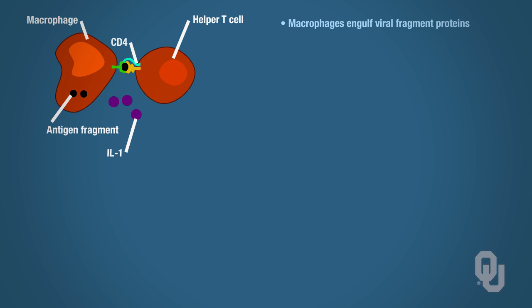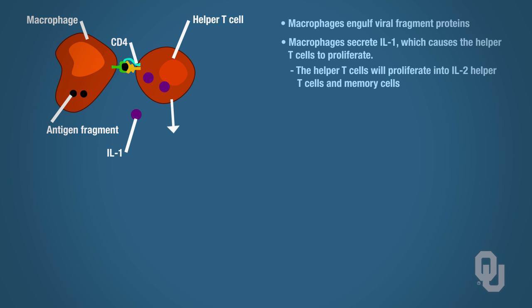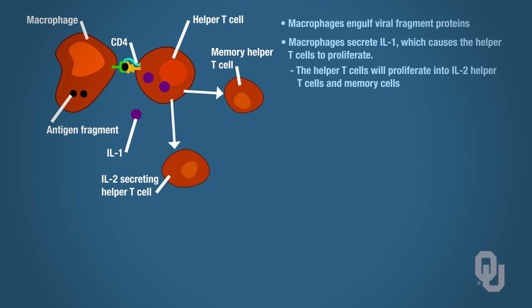So now once this happens, your macrophage will secrete a chemical messenger. It's going to secrete interleukin 1. And when macrophages secrete interleukin 1, that's going to cause a couple things to happen. That's going to cause your helper T cells to proliferate. And when they proliferate, they're going to proliferate into IL-2 secreting helper T cells, and they're going to proliferate into memory cells. So the IL-2 helper T cells go on and they're going to secrete IL-2, interleukin 2, this chemical messenger. Memory cells, we know what memory cells do. Memory cells are going to sit there and hang out until you get exposed again to the same viral antigen.